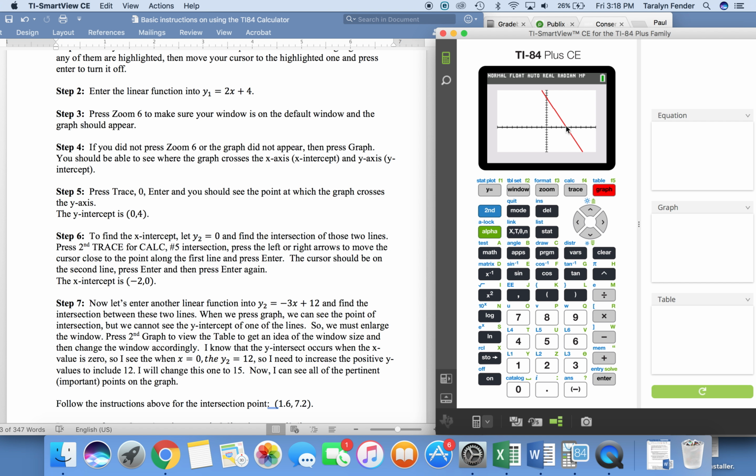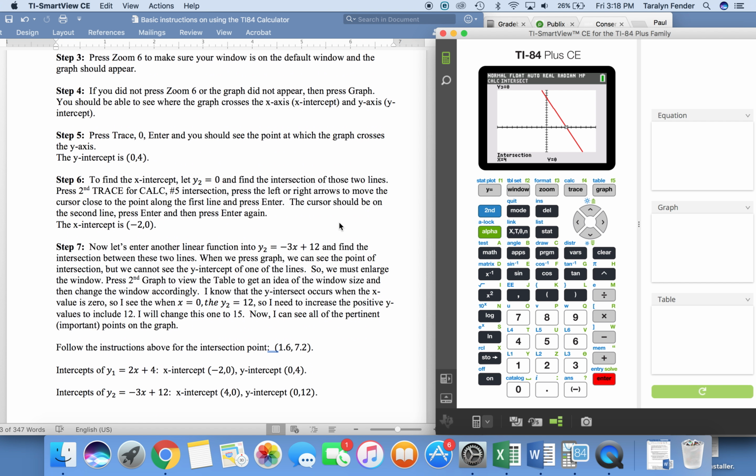I want to find this point of intersection. I press second trace, number 5, intersect, get close to the point. Press enter three times, and I have my point of intersection for the red line, which is (4, 0).